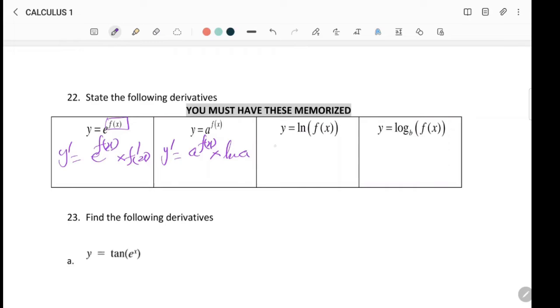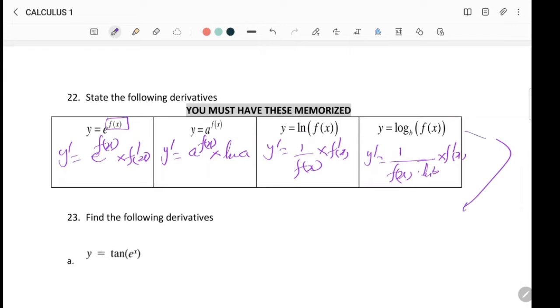And here we have y dash for ln f(x) is 1 over f(x), since ln differentiation is 1 over x, and f(x) differentiation is f dash x. For y equals log f(x) base b, y dash is 1 over f(x) times ln b, then times f dash x. But it's a good question, so we need to understand this one.